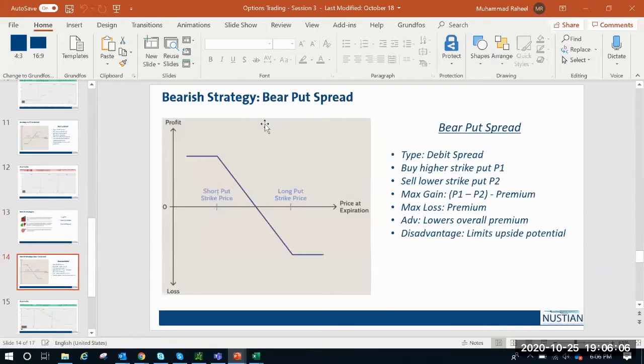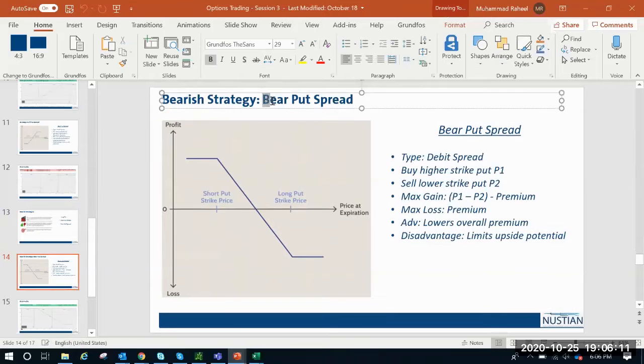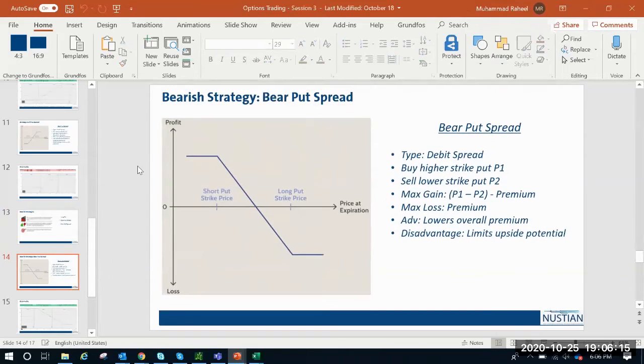So first of all, the bear put spread. Always look at the first word here, which is bear, which means it's a bearish strategy, which basically means that you're going to make more money if the stock goes down, as opposed to the bull call spread and bull put spread, which are essentially your bet on the stock going up. So the first one is a bear put spread.